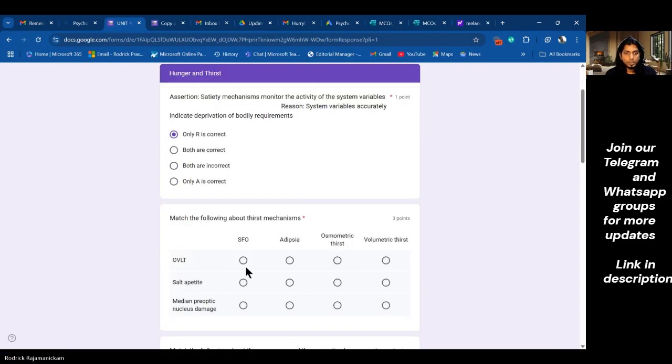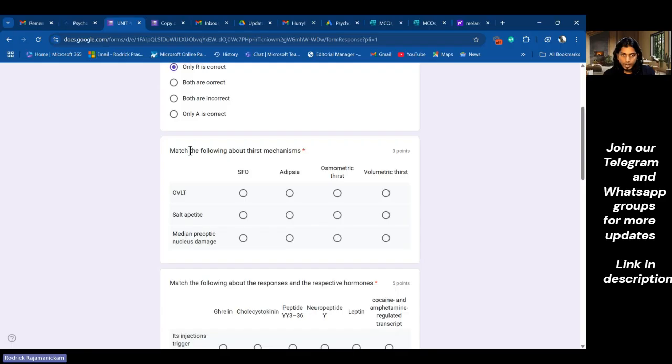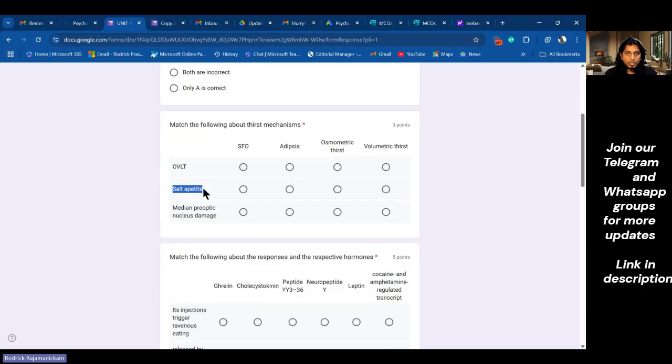Okay. So match the following about thirst mechanisms. So we have adipsia, lack of drinking, lack of thirst, osmometric thirst, volumetric thirst. So salt appetite usually leads to a lot of volumetric thirst.